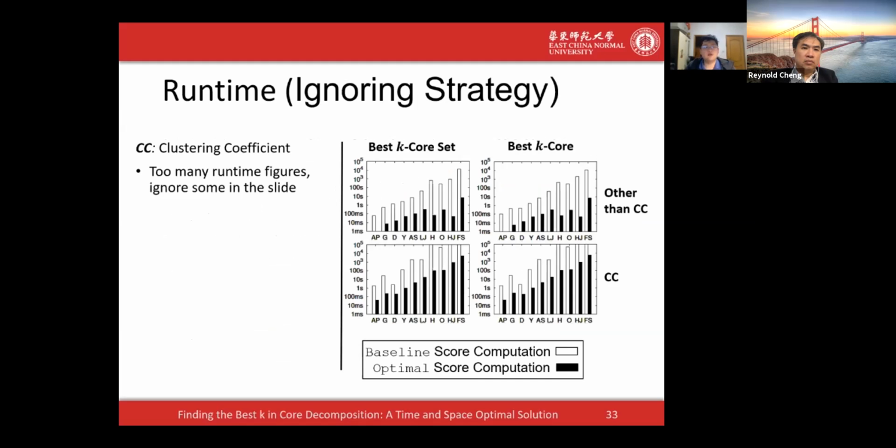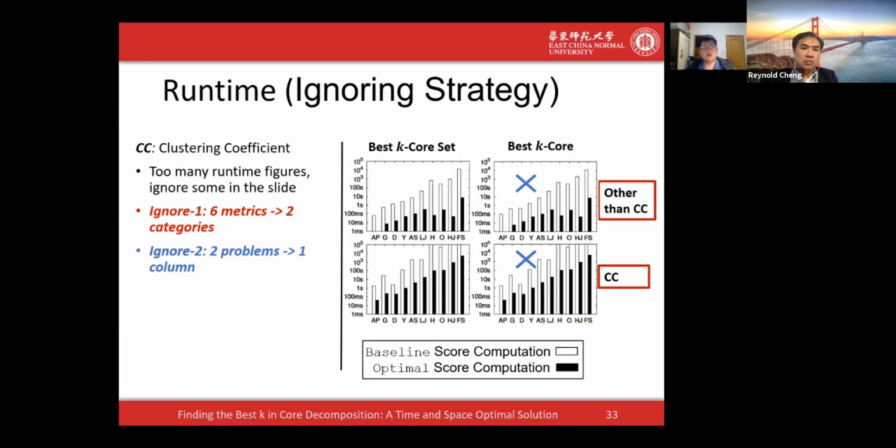Because there are too many runtime figures, we ignore some in the slide. We turn the 6 metrics into 2 categories, and we also turn the 2 problems into 1 column. This is to merge similar performance.